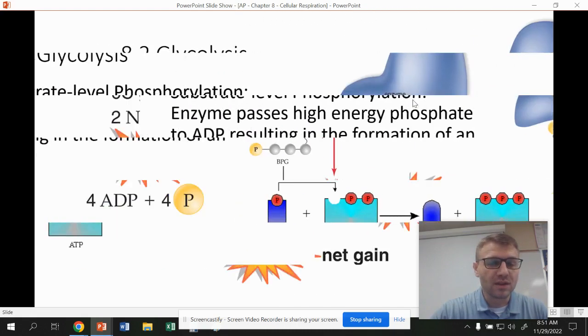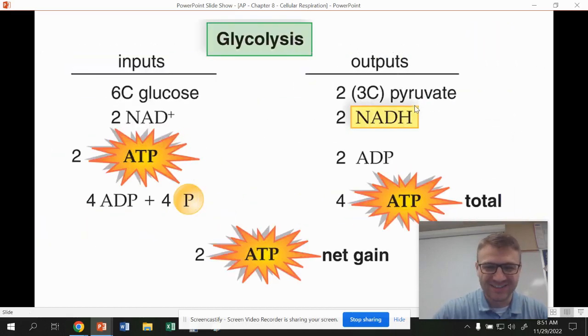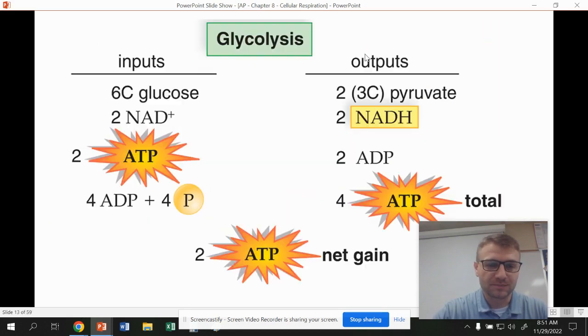So going on, one thing I want you to understand here is that this phosphorylation is called substrate level phosphorylation. We're just taking an enzyme, or an enzyme is passing a phosphate group from one molecule to the next. This is called substrate level because the substrate here is a molecule with a phosphate group. This is kind of easy to understand. The next type, which we'll get to later on, is called oxidative. That's a little bit more difficult.